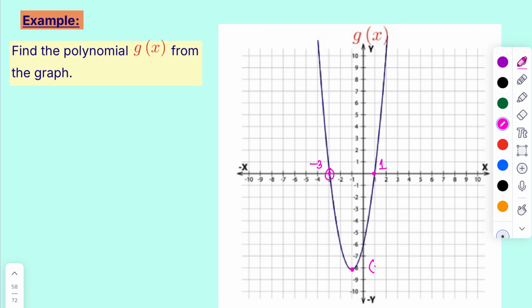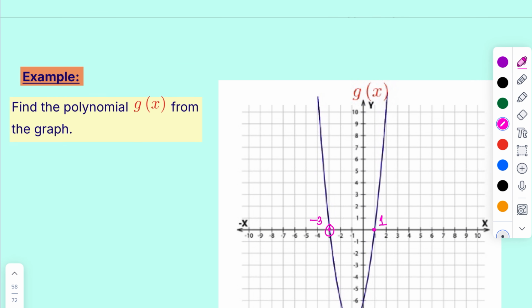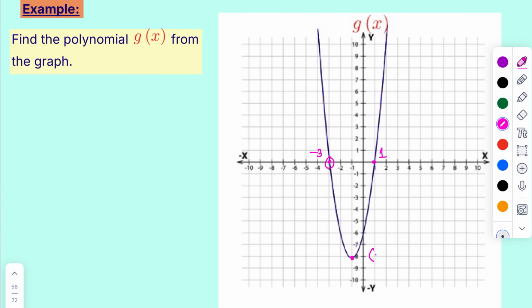And this is the minimum point. The graph is opening up and this point is the minimum point, and its coordinates are x is equal to minus 1 and y is equal to minus 8. These are the coordinates of the vertex.